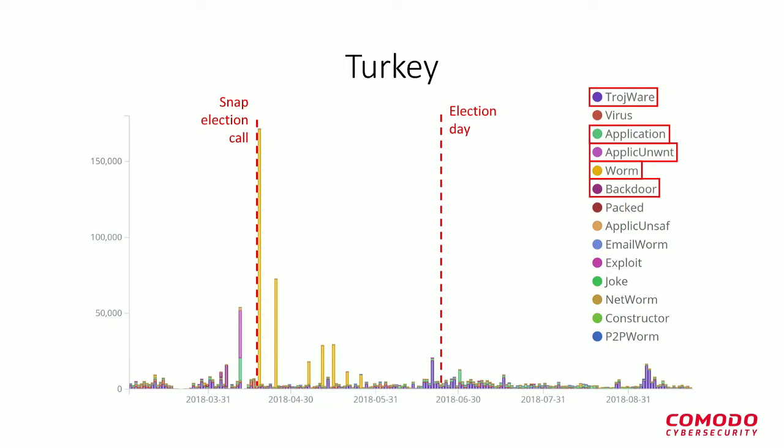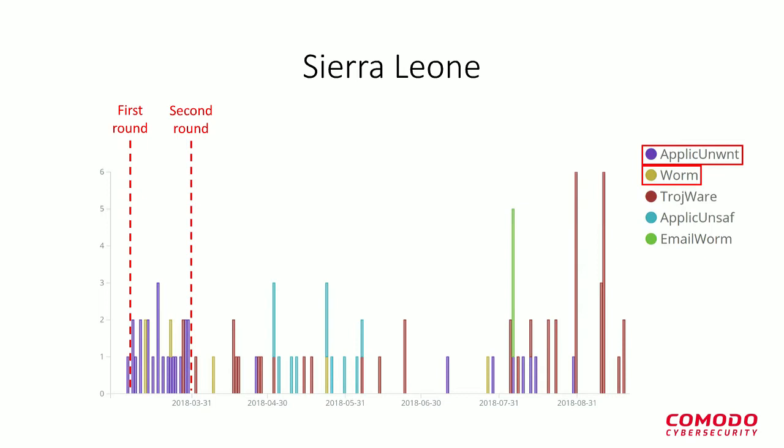But in this case, look at this. This is a dramatic correlation between the worm activity and the snap election call. And the colors match up beautifully to the two election events. So here's a country in which we have far fewer installations because it's a poor country in Africa with less connectivity. But they also had a first and second round of an election this year. And it's a nice picture of correlation here between the election itself and malware.